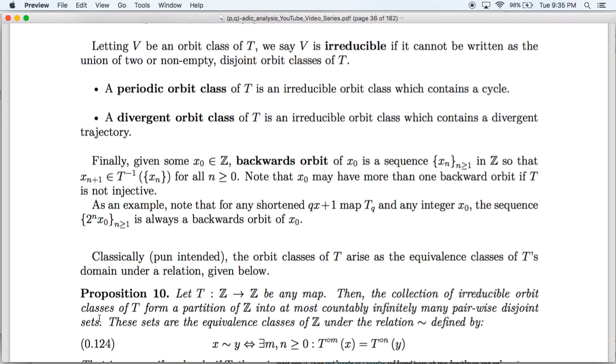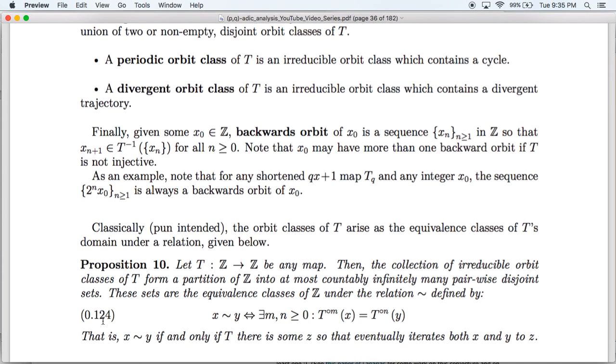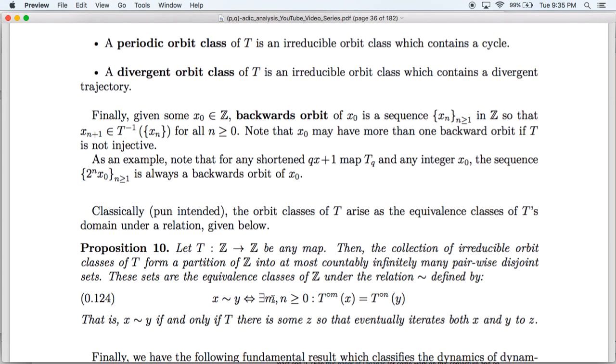Now, classically, pun intended, the orbit classes of T arise as the equivalence classes of T's domain under a relation which we described below. So let T be any map on Z. Then the collection of irreducible orbit classes of T partitions Z into at most countably infinitely many pairwise disjoint sets. These sets are the equivalence classes of Z under the following relation, which is sometimes called merging. We say that x twiddles y if and only if x and y are eventually iterated to the same point.